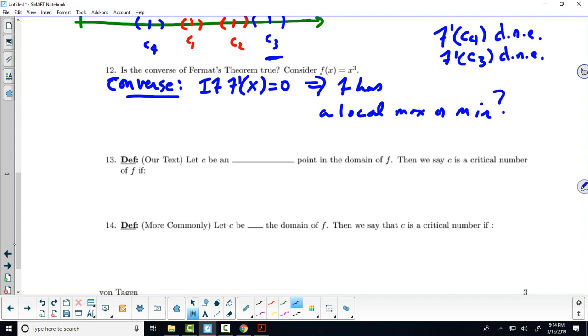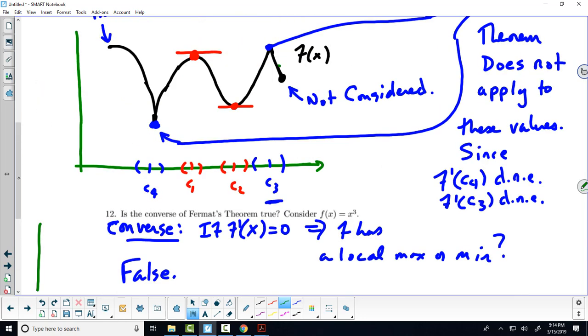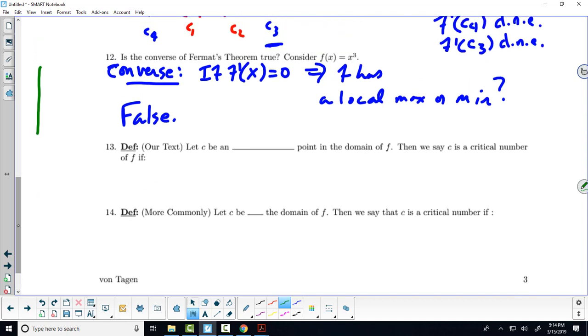Well, it turns out that the converse is false. Okay? So let me give you a graph that illustrates why the converse is false. Let's look at the graph of the x cubed function. So here's a graph of the x cubed function.